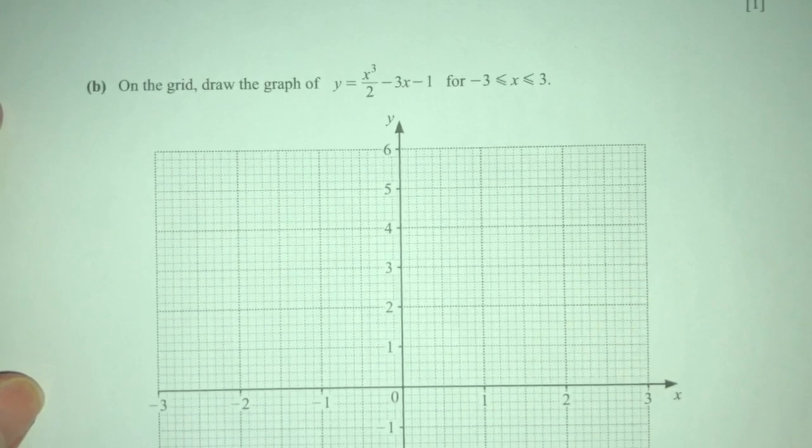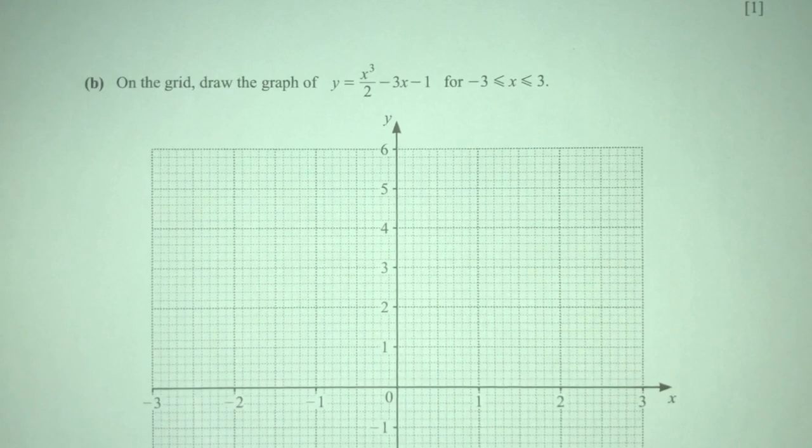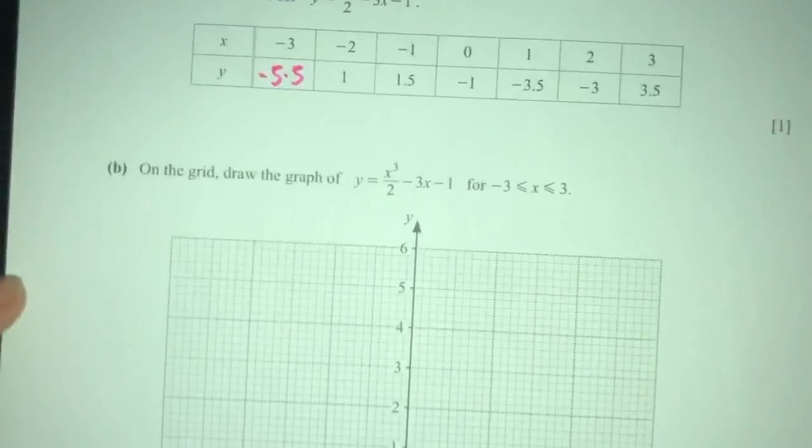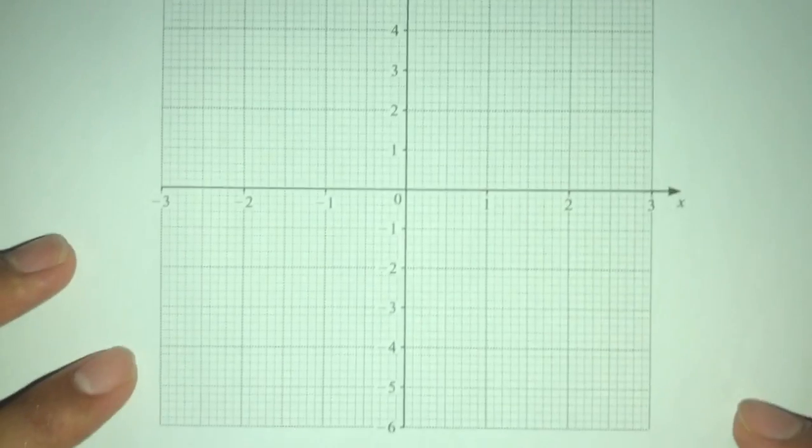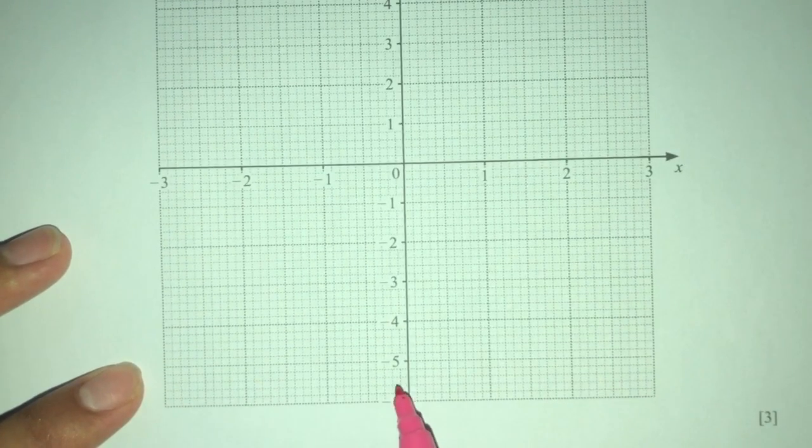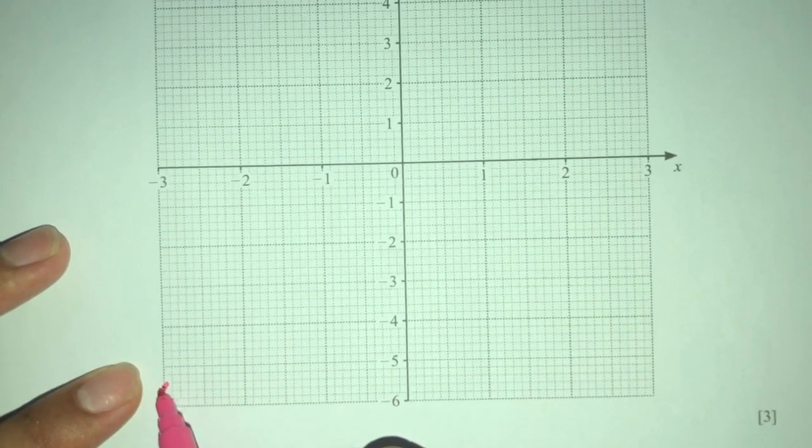Now for this one, we have to draw the graph between those. We just have to use the table to draw this graph. So let's plot the points one by one. The first point is minus 3, minus 5.5. So minus 3, 5.5 should be somewhere over here, in between, right? So it should be somewhere over here.